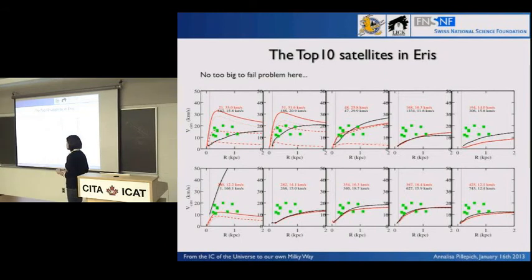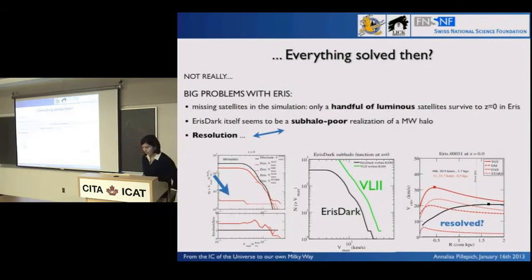And this may be a natural explanation of, do you remember this too big to fail problem? Because these are the points of the Irvine people. And I don't see trouble, actually, sometimes I see that my rotation curves are smaller. So it seems that many things are solved, but there are many problems with this simulation.